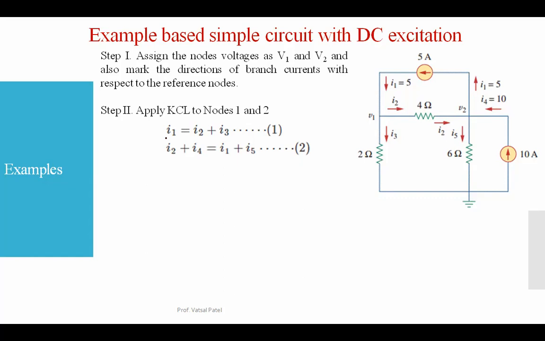Now for the current values, I1 you already have as 5 ampere. I2, you can write, see this current I2 which is in this branch between these two nodes V1 and V2. So can we write I2 is equal to V1 minus V2 divided by 4?